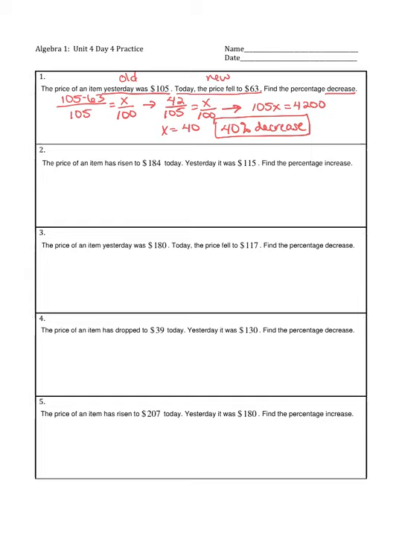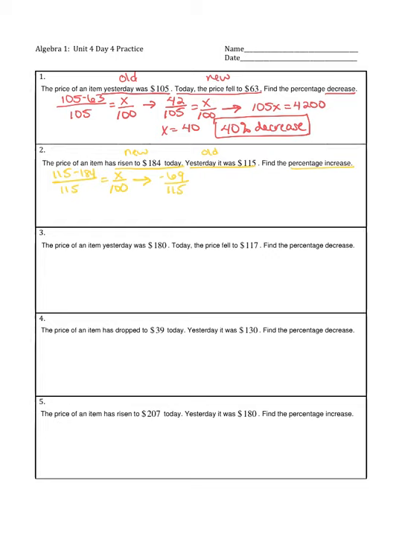All right, let's do another one. Price of an item has risen to 184 today. This is the new price. Yesterday it was 115. That was the original price, the old price. Find the percentage increase. So I'm going to do old minus new: 115 minus 184 over the old price, which is $115, equals x over 100. 115 minus 184, so I have negative 69 over 115.